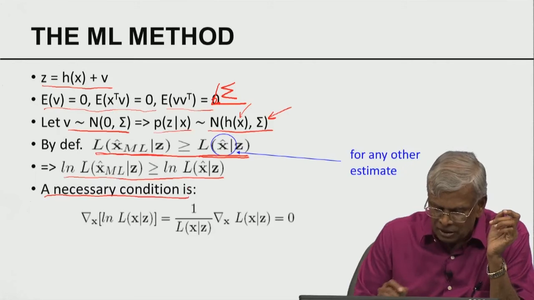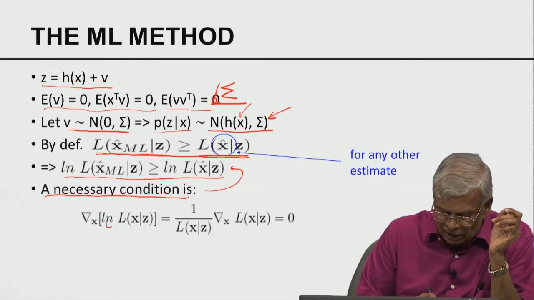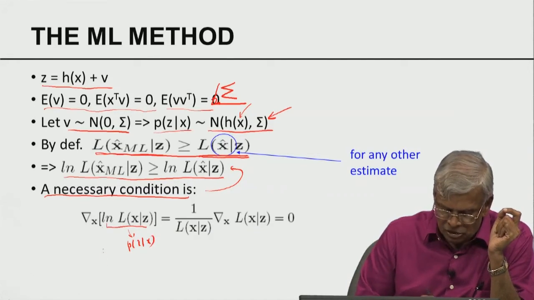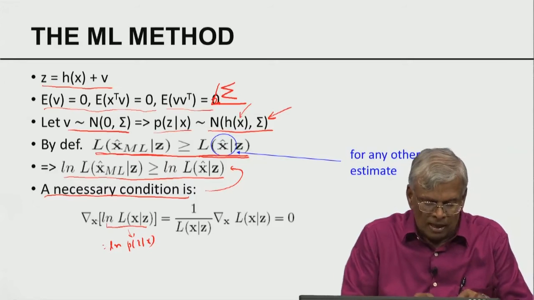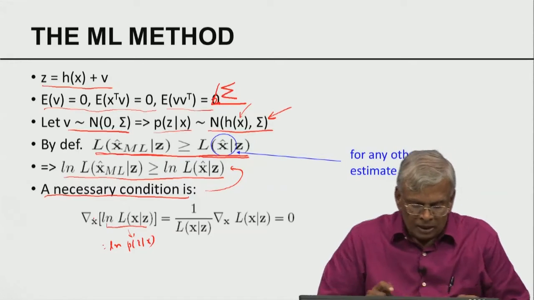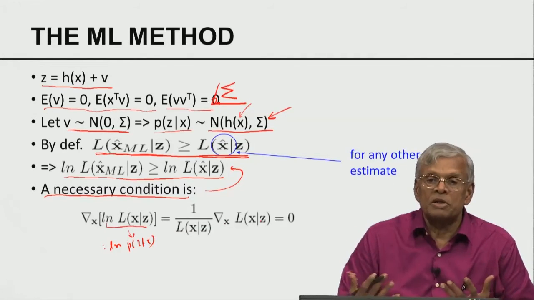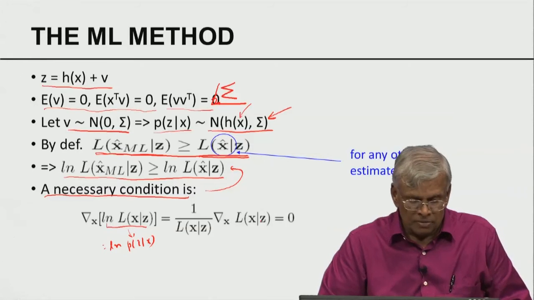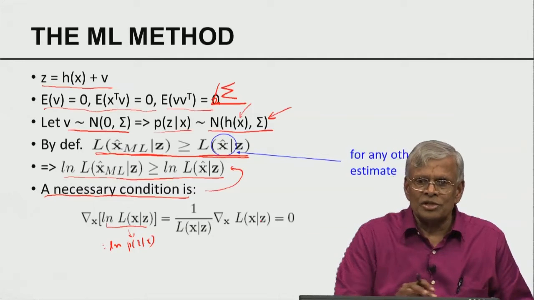A necessary condition for this to happen is that the gradient of the log of the likelihood function must be zero. Please understand, the log of the likelihood function is essentially the log of p(z|x). I have to compute the derivative with respect to x. That derivative is given by 1 over L times the gradient with respect to x, and that must be 0. That comes from the maximization property of the likelihood function. This necessary condition is extremely simple to see, and it is necessary for this inequality to hold.